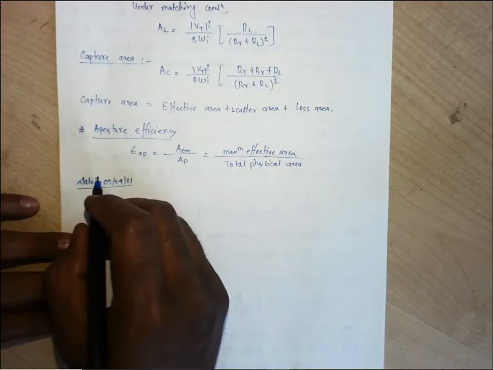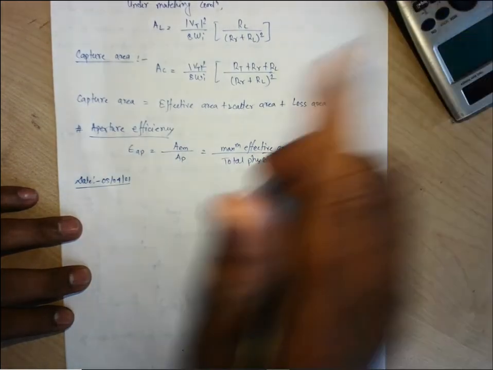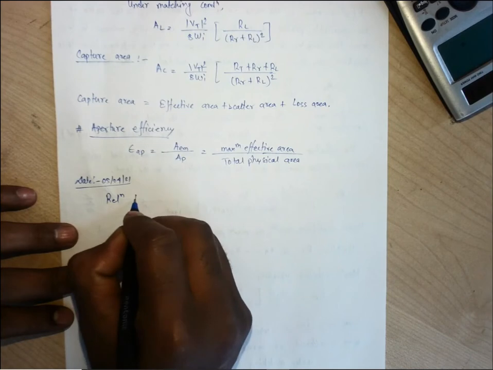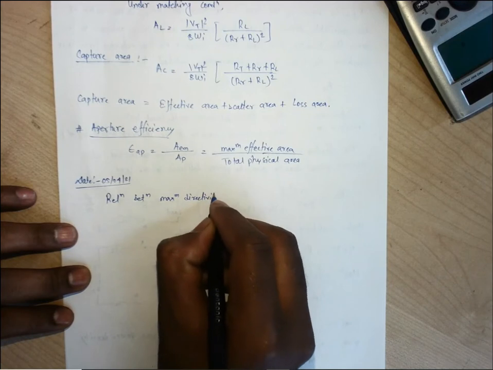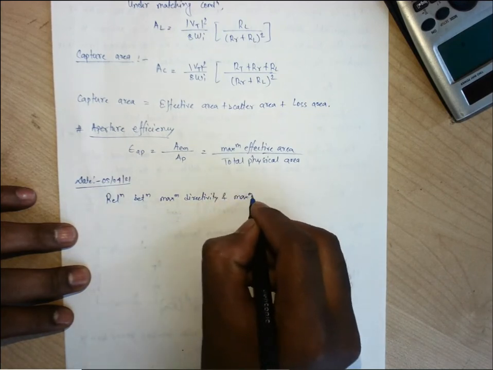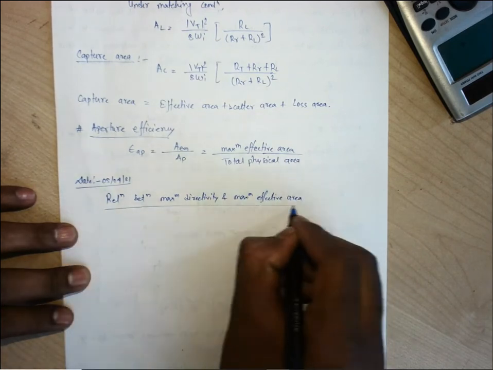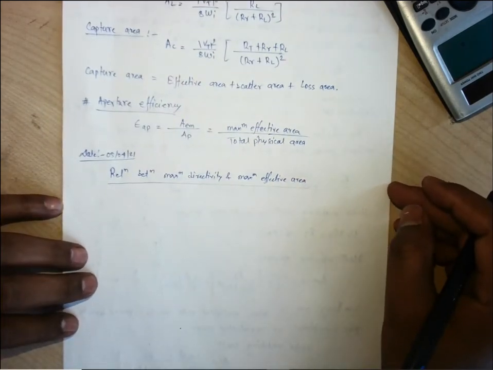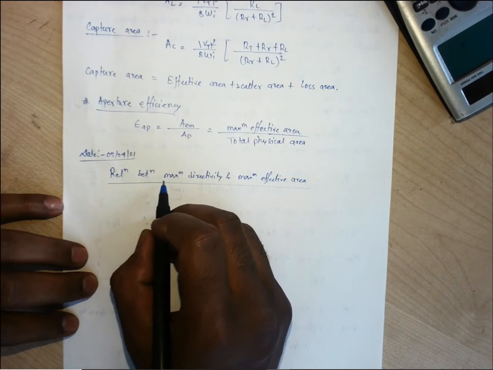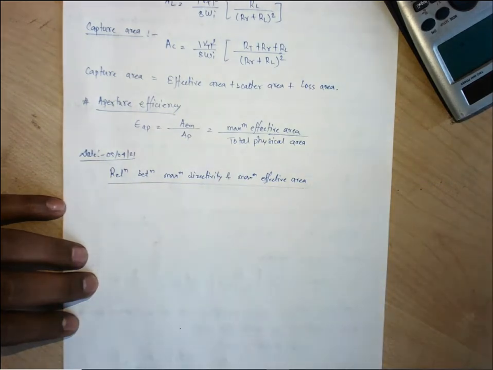Today's topic is the relationship between maximum directivity and maximum effective area. We are going to establish a relationship between the maximum directivity and maximum effective area. So what does it mean? Maximum directivity: directivity we consider while the antenna is radiating, and obviously it is a far field parameter.